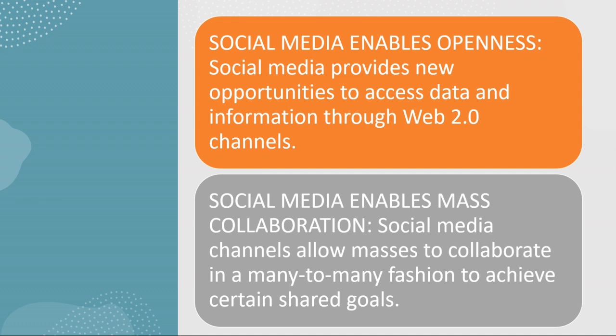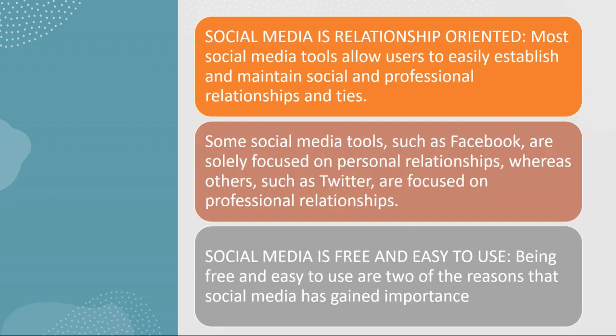So social media enables mass collaboration. It allows masses to collaborate in a many-to-many fashion to achieve certain shared goals. Like if there is some kind of conversation, many people can show their likes or dislikes. So in this way, they collaborate on certain content. Then social media is relationship oriented. That means most social media tools allow users to easily establish and maintain social and professional relationships and ties.